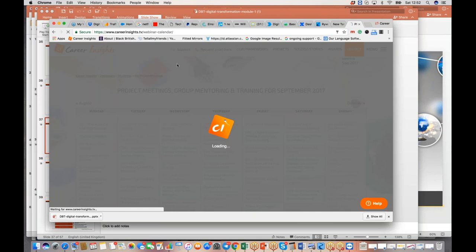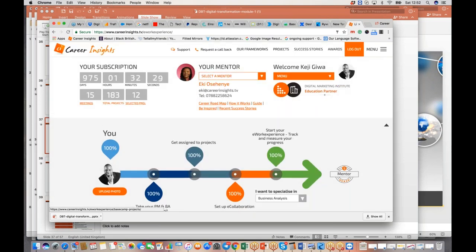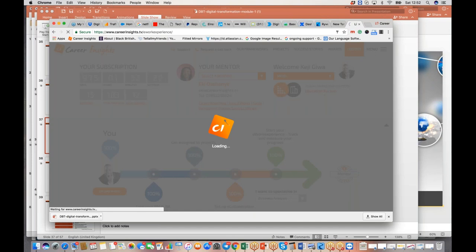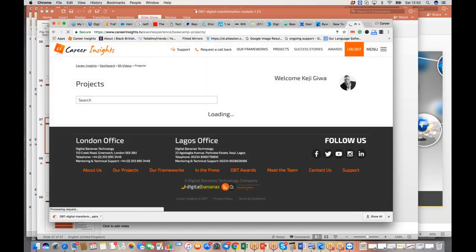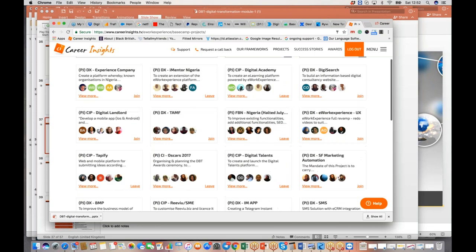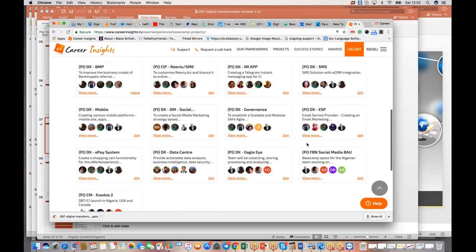I want to join a project. Oh, go and log into Basecamp. Send an email, request to add a project. No. None of that anymore. Go to our list of projects. Select a project, join that project, and Basecamp will create you an account automatically. So I can leave a project or I can join a project all on our eWork Experience Platform.